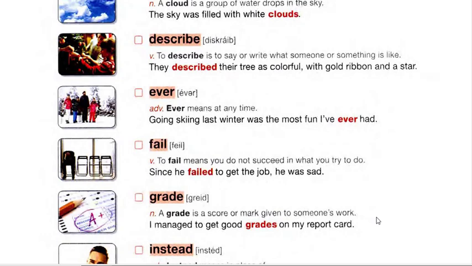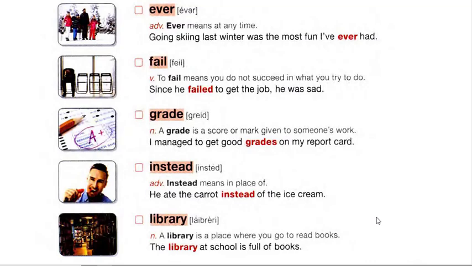So, the next word is ever. This is an adverb، قید است، همیشه یا برای همیشه معنا می‌دهد. Ever means at any time، در هر وقت. Going skiing last winter was the most fun I've ever had، رفتن به اسکی‌بازی زمستان گذشته جالب‌ترین تفریحی بود که تا حالا داشتم، که برای همیشه حساب می‌کنم.